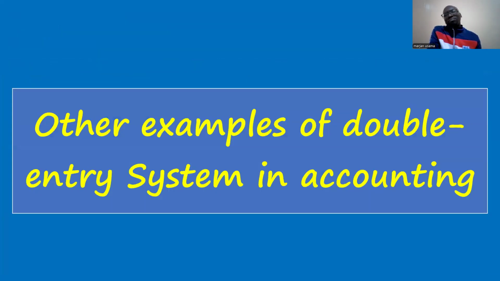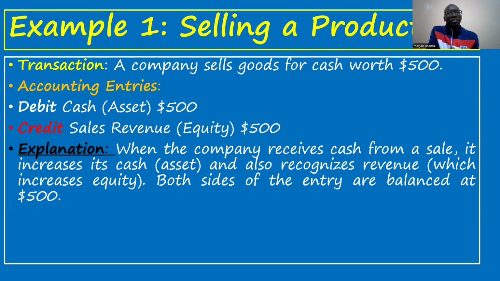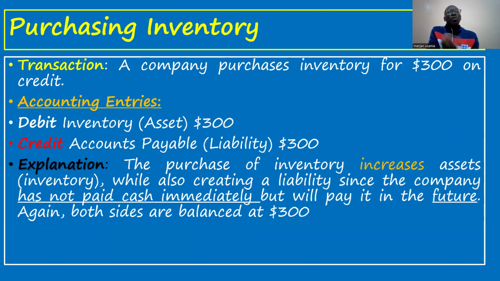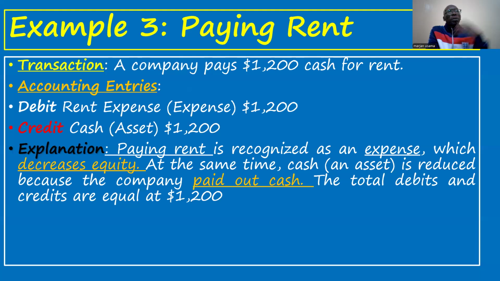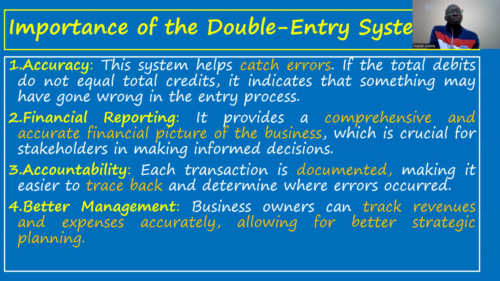So these are other examples. When you sell a product, how do you record it? When you purchase, how do you record it? When you're paying rent, there is money in, money out. When you're taking a loan, how do you credit? How do you debit? When you're paying off liabilities.